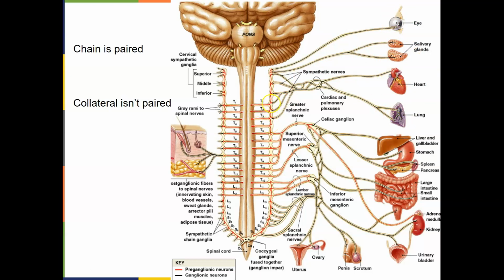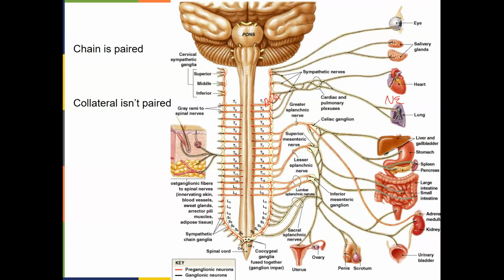T1 sends out axons to each one of these individual chain ganglia. This is, and we call it adrenergic, but acetylcholine synapse. This then branches to wherever it needs to go, and this is norepinephrine, telling the lung to breathe faster or do something differently.